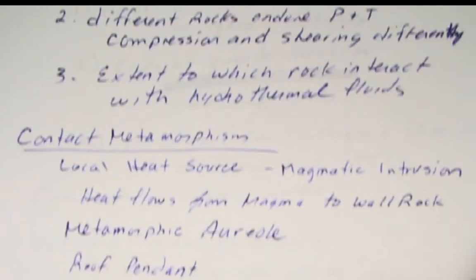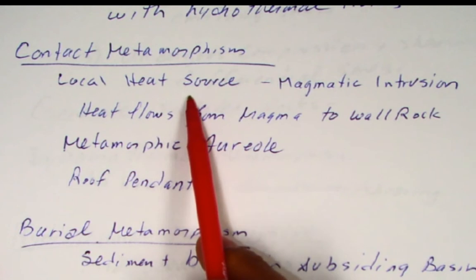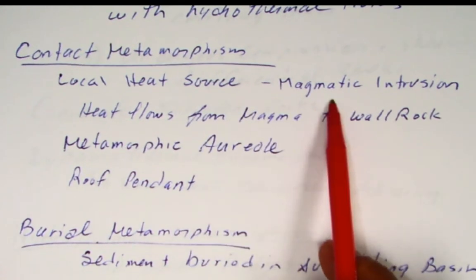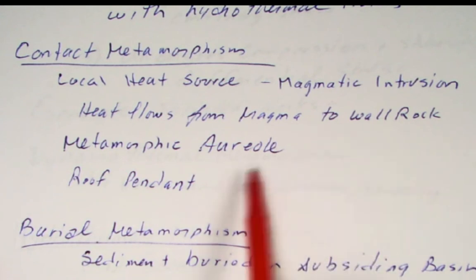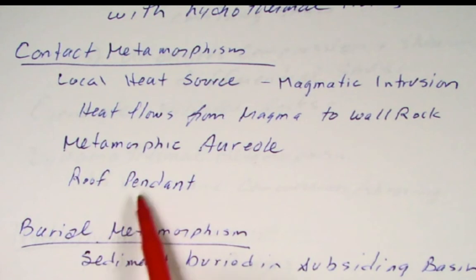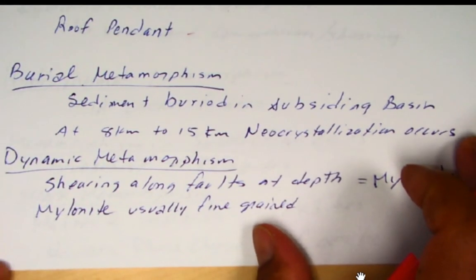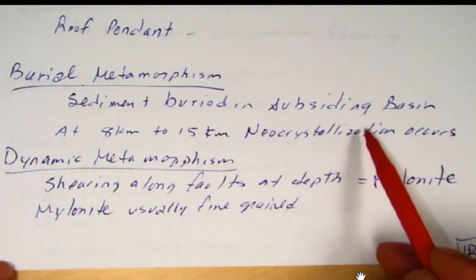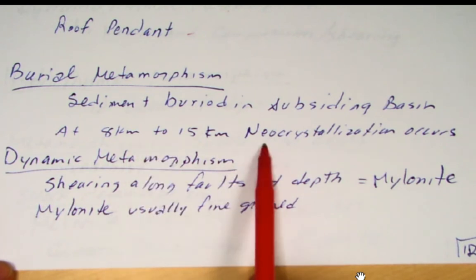So we talked about this contact metamorphism. Your book also calls this thermal metamorphism. And here we can have a local heat source, like an intrusion of a magma pluton, and the heat flows from that magma to the wall rock. And you get this metamorphic aureole, right? And we call those roof pendants. So usually you'll see these roof pendants that surround these intrusions. Then there's Barrow metamorphism, which I talked about, the subsiding basin, where once you get down to 8 or more kilometers, you start seeing that neocrystallization.